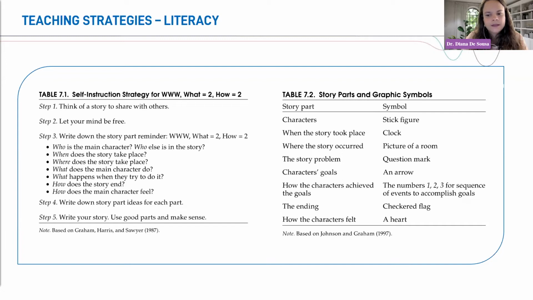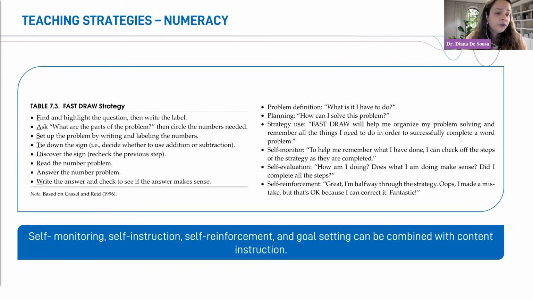The next slide includes an example of numeracy. So particularly because some children will have challenges with mathematics and calculations, and in more severe cases, dyscalculia. So here you can look at, ask, what are the parts of the problem? Circle the numbers needed. Set up the problem by writing and labeling the numbers. Tie down the sign. Decide whether to use addition or subtraction, for example. Discover the sign. Recheck the previous steps. Read the number problems. Answer the number problem. Write down the answer and check if the answer makes sense.